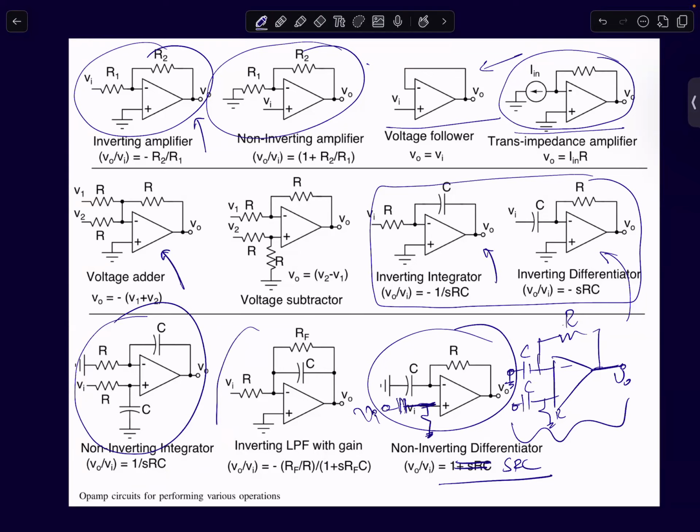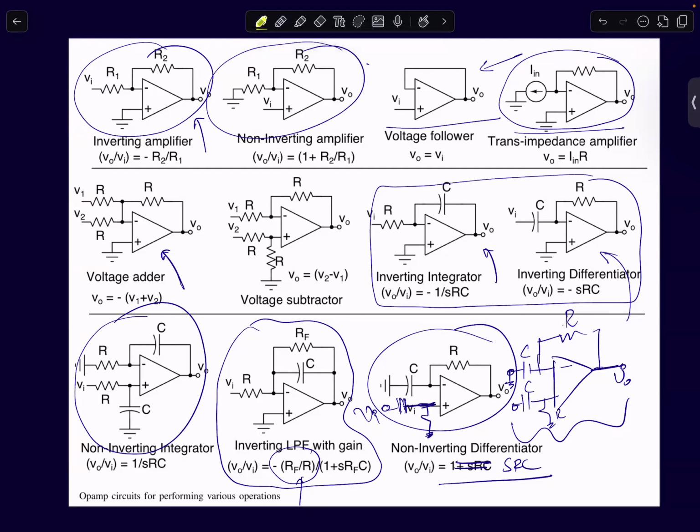And we also discussed another circuit, which is a low-pass filter with a finite gain. So it's an active circuit. It can give you a first-order low-pass filter transfer function with a gain that you can vary. So these are the wide range of circuits that we have discussed so far.